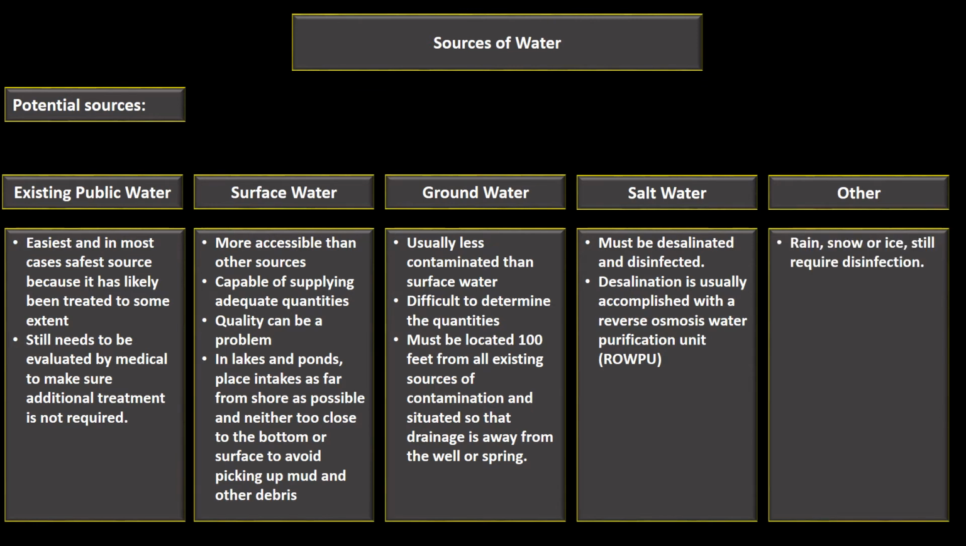And then other sources of water, rain, snow, or ice, they still require disinfection. You can't just collect rainwater and drink it. It still needs to be chlorinated, or we still need to use iodine, and we'll get into how to do that in a little bit here.